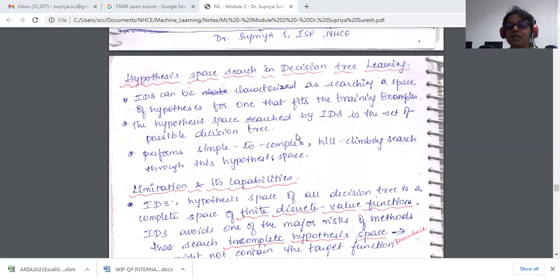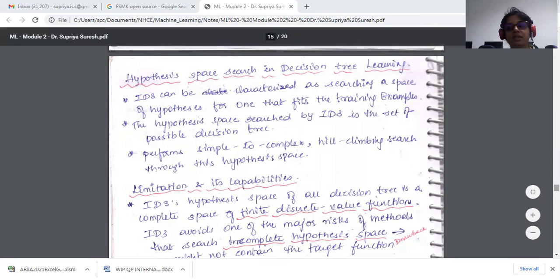The hypothesis space searched by ID3 is a set of possible decision trees, as I told you, right? It is going to check all the possibilities and give you a classification, yes, this is what was required. It performs a simple to complex, hill climbing search through this hypothesis space. It is a hill climbing search, or simple to complex, because it starts from the root node and then starts widening itself, so it has a wide tree. Based on how you construct it, it will tell. So it is going from simple to complex, a hill climbing search through all of its hypothesis space.